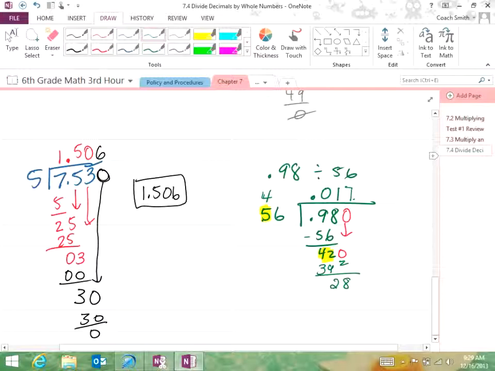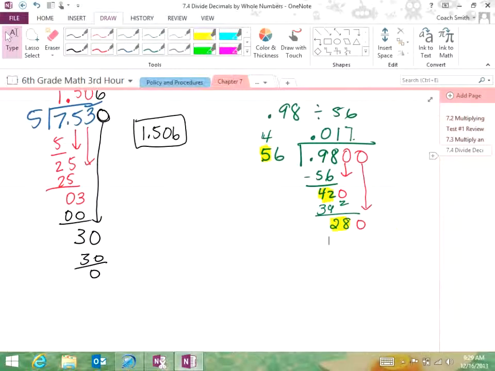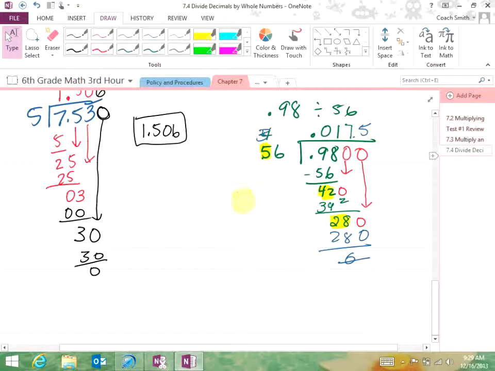Do I have a 0 remainder? No. So I have to add another 0 and bring it down. Now, we look at the same thing. 5 goes into 28 how many times? 5 times. So that's what we're going to try. 5 times 6 is 30. Carry my 3. 5 times 5 is 25 plus 3, 28. Remainder, 0. So, 0.0175 is your answer.